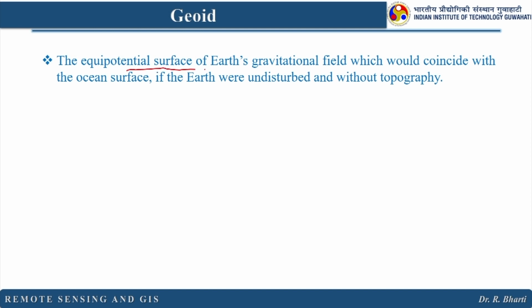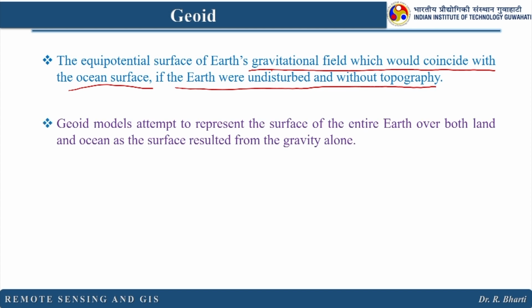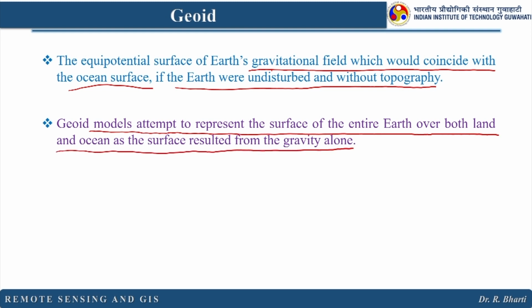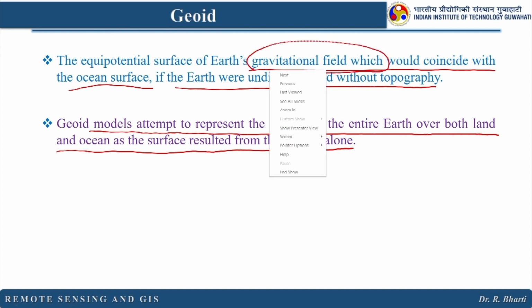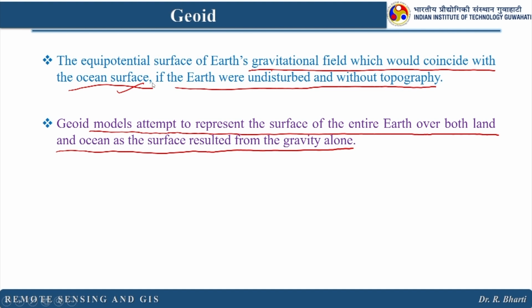There is another important concept in GIS, known as the geoid. It is the equipotential surface of the earth's gravitational field, which would coincide with the ocean surface if the earth were undisturbed and without topography. So that will exactly match your sea surface. Geoid models attempt to represent the surface of the entire earth over both land and ocean as the surface resulting from gravity alone. So the gravity is the same throughout this geoid line. That means this is the equipotential gravity line.